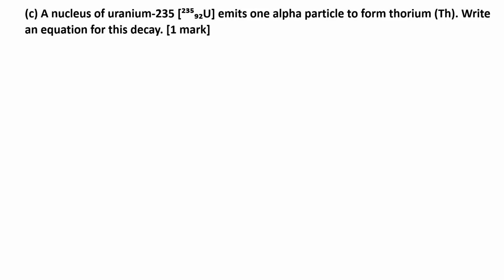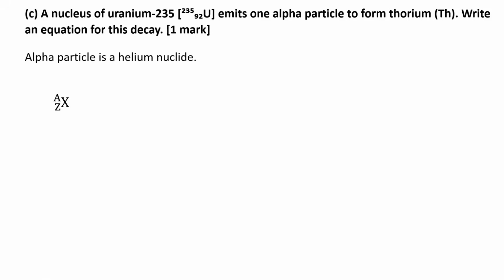It says a nucleus of uranium-235 emits one alpha particle to form thorium. Write an equation for this decay. So we have uranium-235, which emits one alpha particle to form thorium. Write an equation for this decay. So remember, an alpha particle is a helium nuclide.